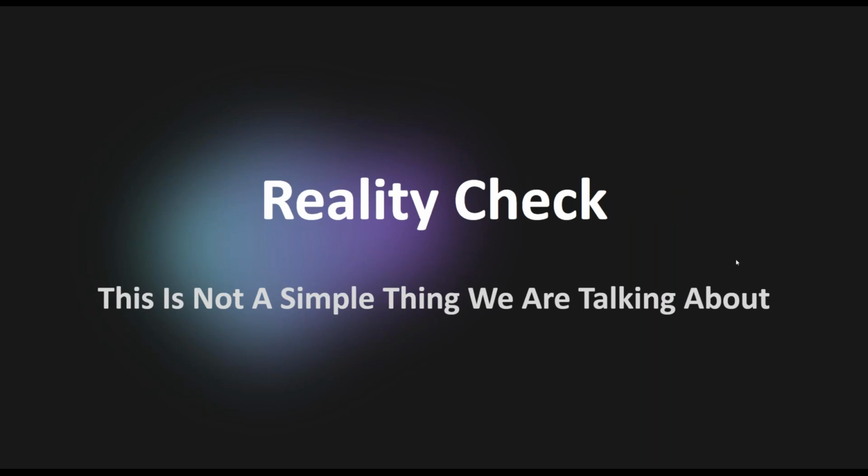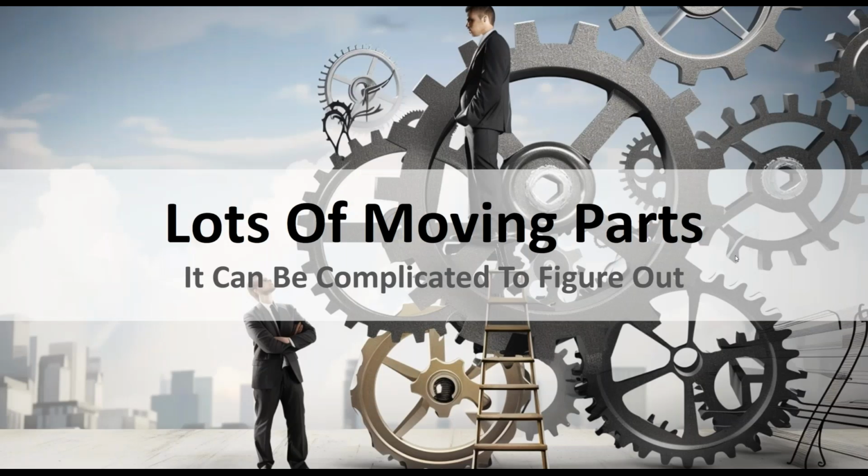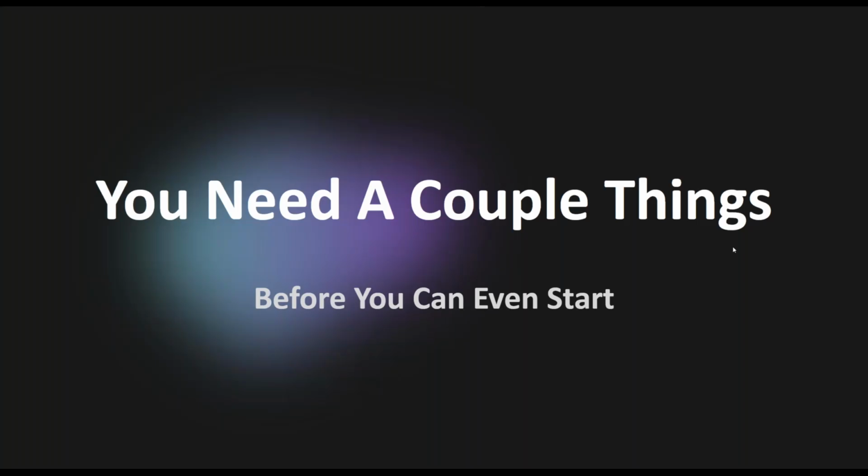So the reality check is it's not a simple thing we're talking about. There are a lot of moving parts and it can be complicated to figure out. So, excuse me. You saw how I went through and used the keyword planner to come up with the ideas. I didn't even show you the AI part where you can get it to actually write the article for you, or the AI part where we can actually create the images for you, and the part where we can actually create a free website too.